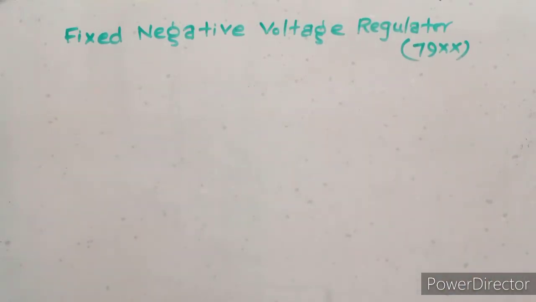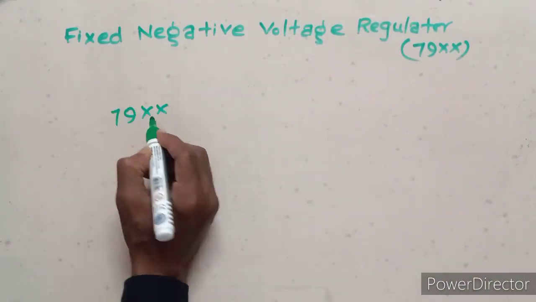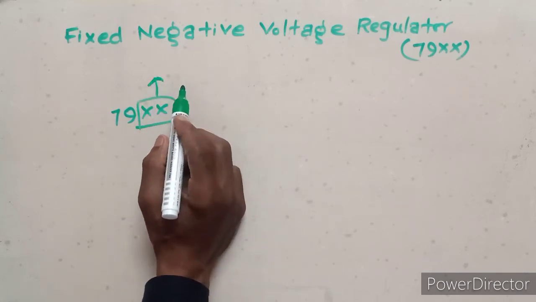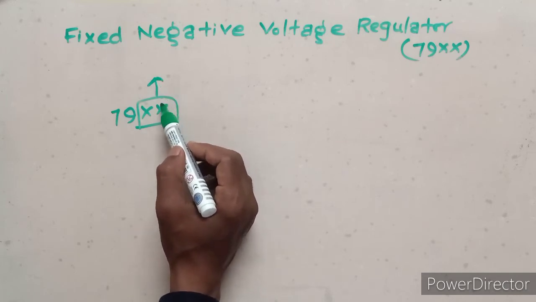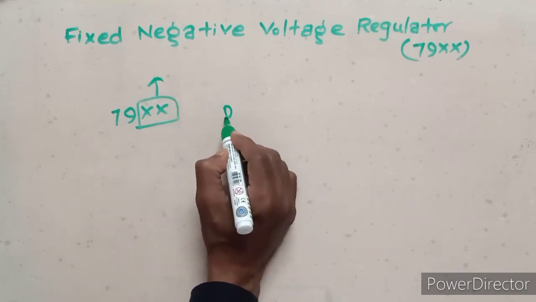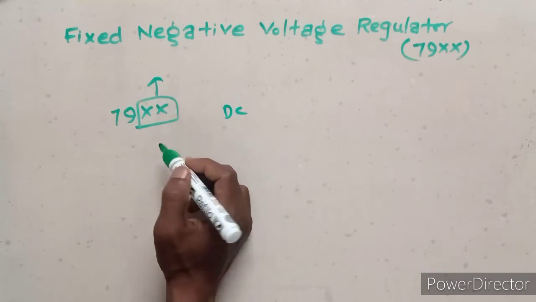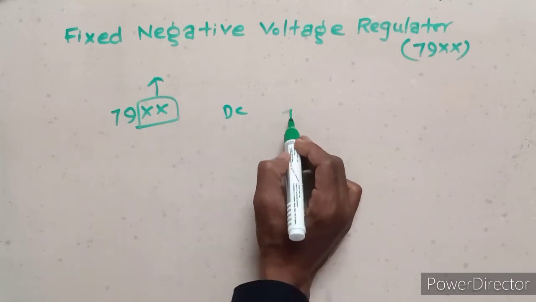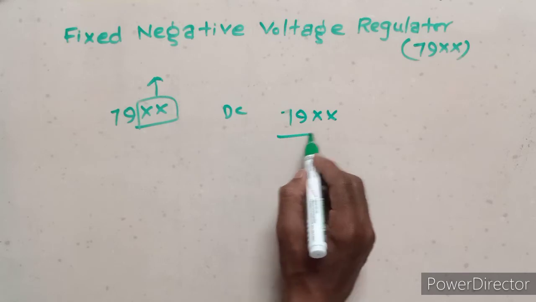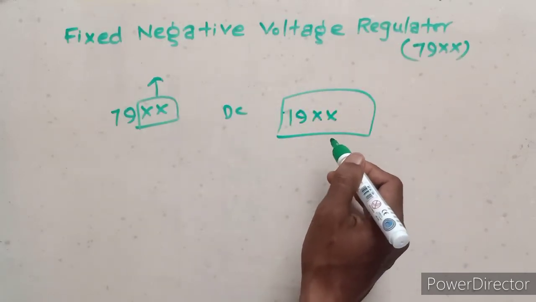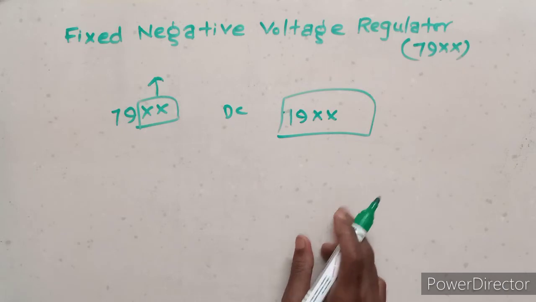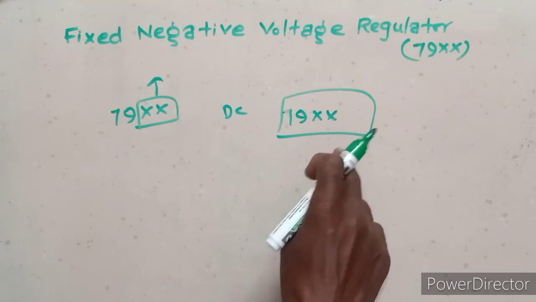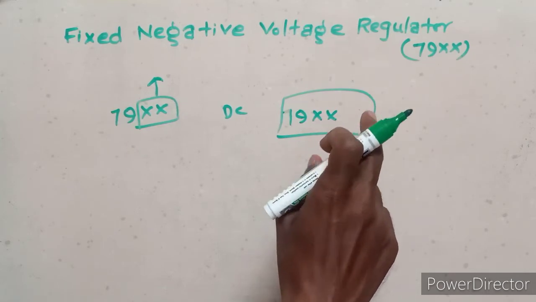In the 79 series, this term indicates the regulated DC output voltage. Okay, so 79 series regulators are not preferable in all applications, because the output is negative. In some applications they are used, but not in all.